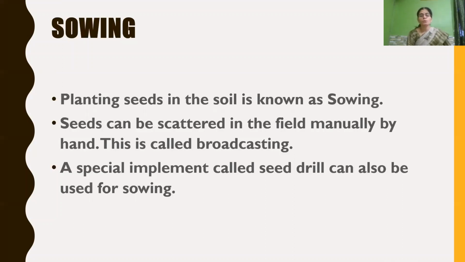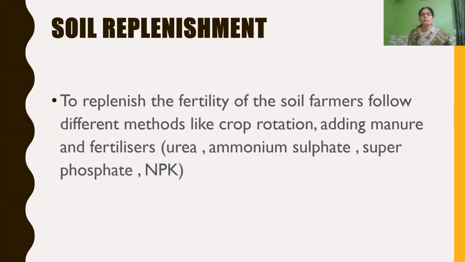The second method is sowing the seed by a special implement called seed drill. A seed drill is an agricultural implement used for sowing seed. In this we have also learnt about two types of seed drill, traditional seed drill as well as modern seed drill.